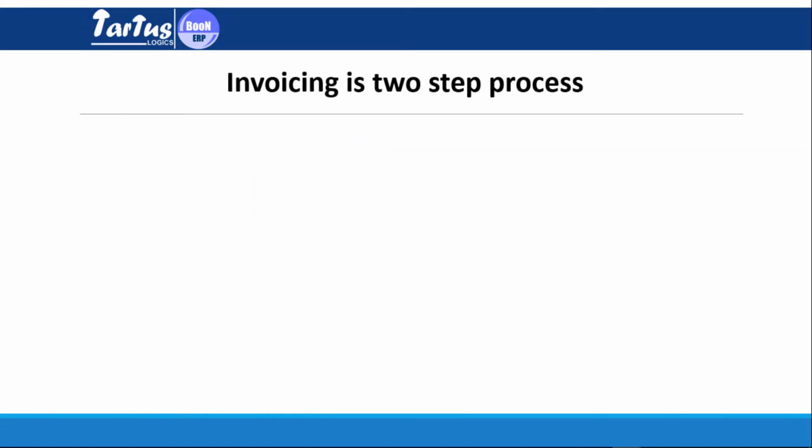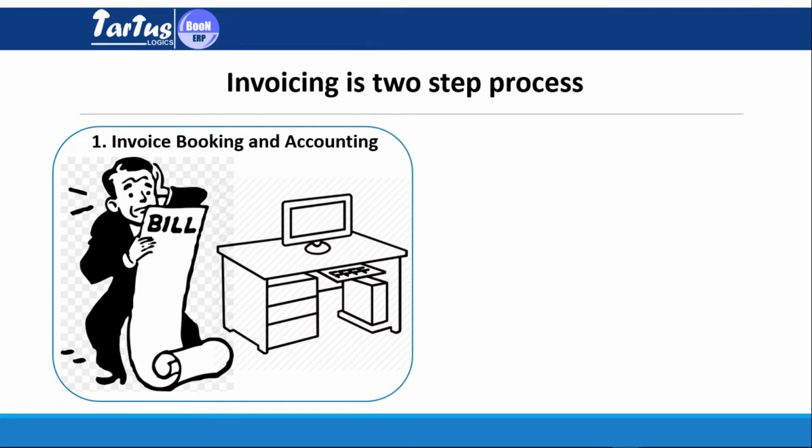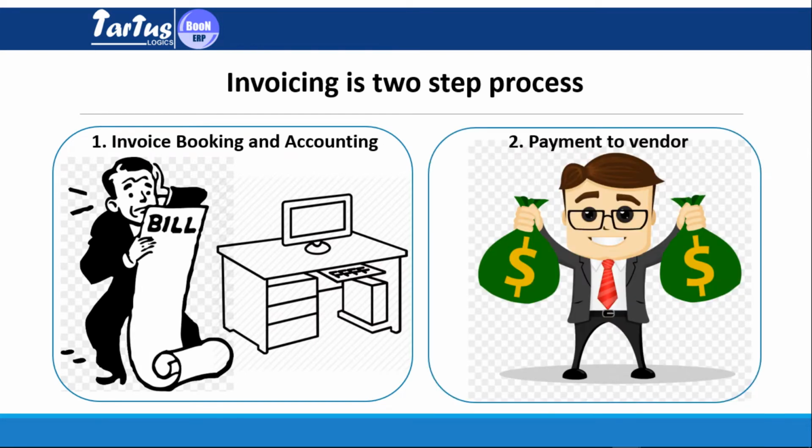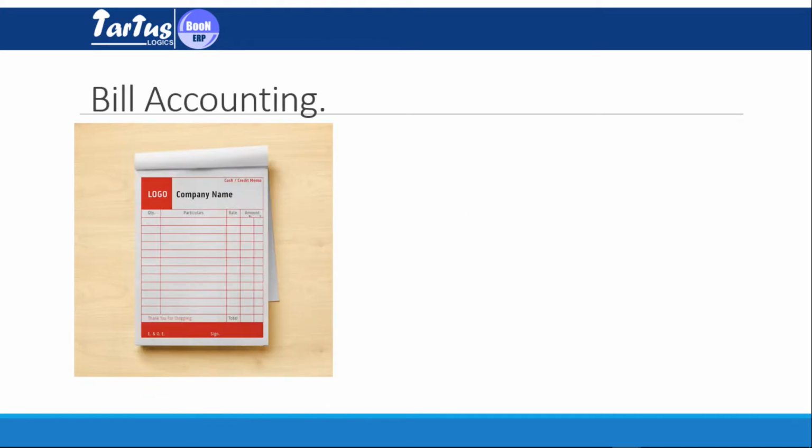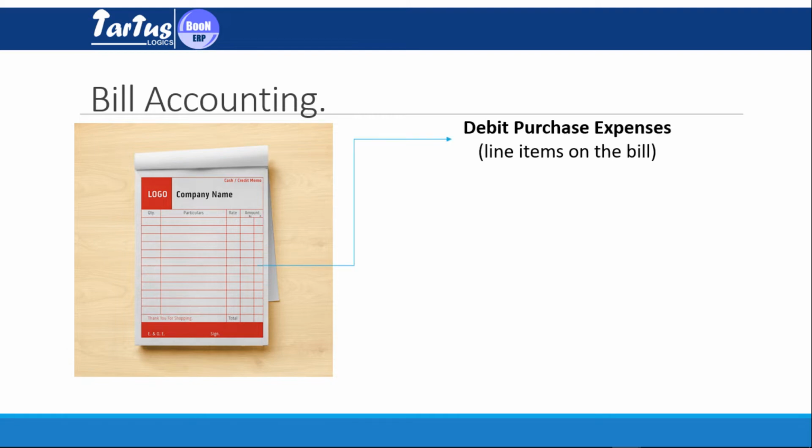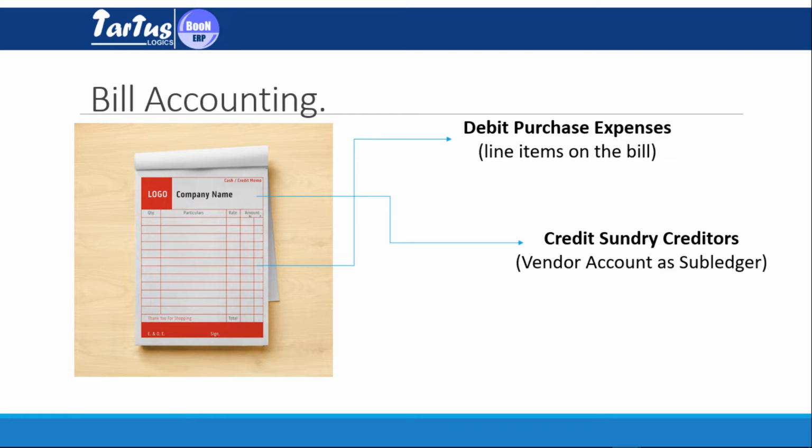The process involves two steps: invoice booking and accounting, and payment to the vendor. Invoice booking involves a bill with all the expenses as line items. Total of these lines are considered as a credit from the vendor. Now the accounting entries are debit purchase expenses, credit sundry creditors with vendors as subledger.